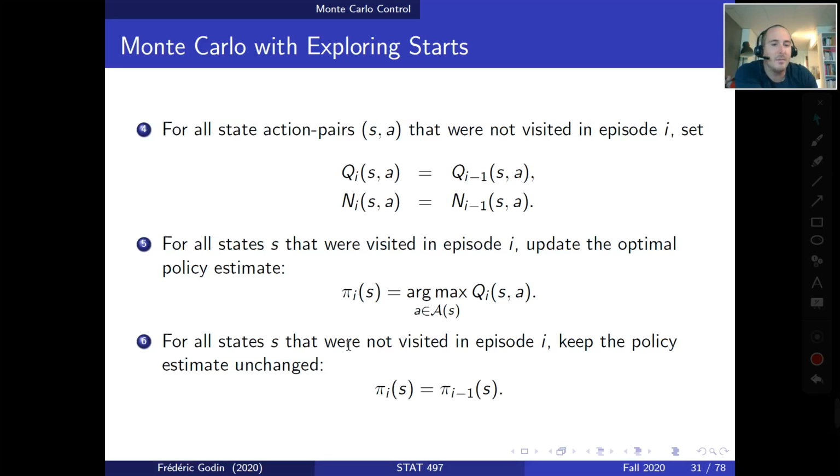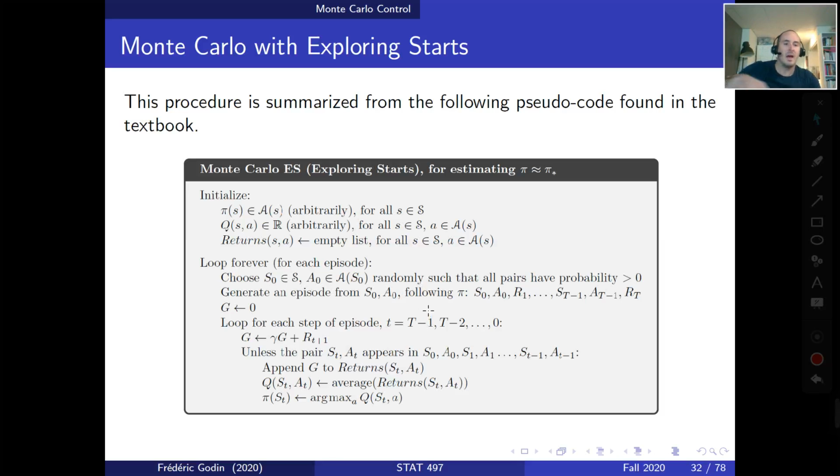And then, once again, for all states that were not visited in episode i, your estimate of the policy will remain unchanged because this function Q_i didn't change. So as we said here, if a state S was not visited, then the associated action value function estimate won't change, and because of that, this quantity won't change, so the action selected in that state won't change. And then we're really done.